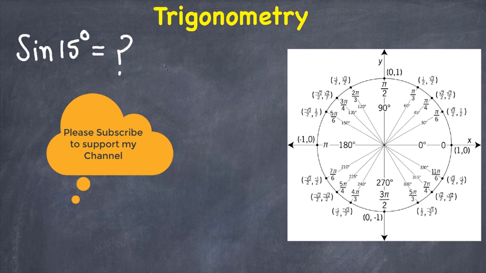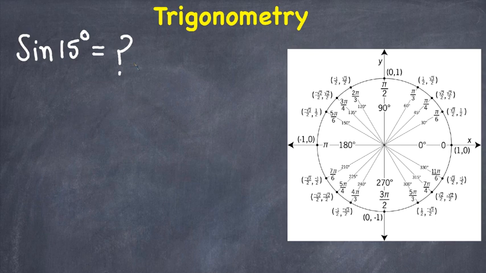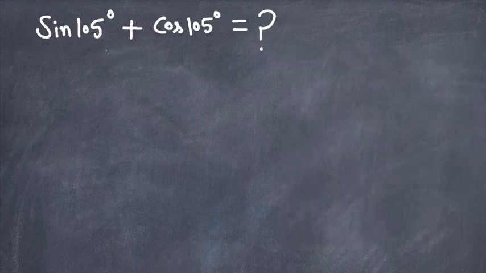In this video, I'm gonna go over some problems from trigonometry, and we're gonna solve those problems either using the unit circle or if you remember the values. Okay, so this is the first problem. We're gonna find the value of sine at 45 degree, and the second problem is the value of sine 105 degree plus cosine 105 degree.